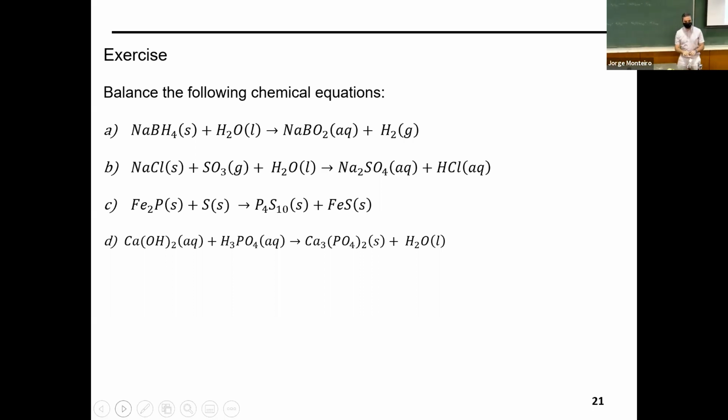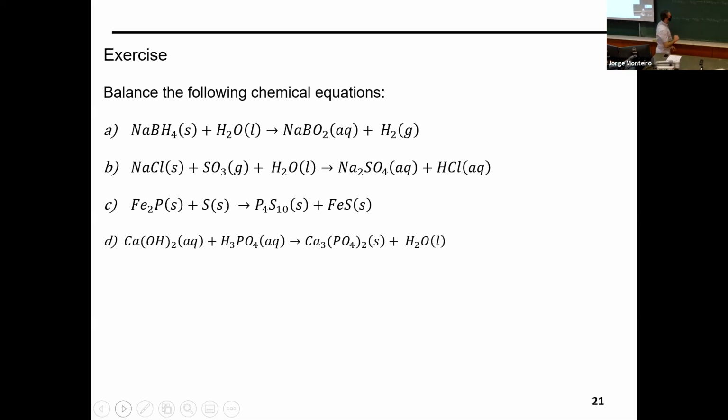Okay? So now let's see if they are out of balance or they are already balanced. One atom of sodium before, one atom after. Same thing for boron. One before, one after. So that looks good. So let's leave one and one for now. And we can always go back and revisit it.